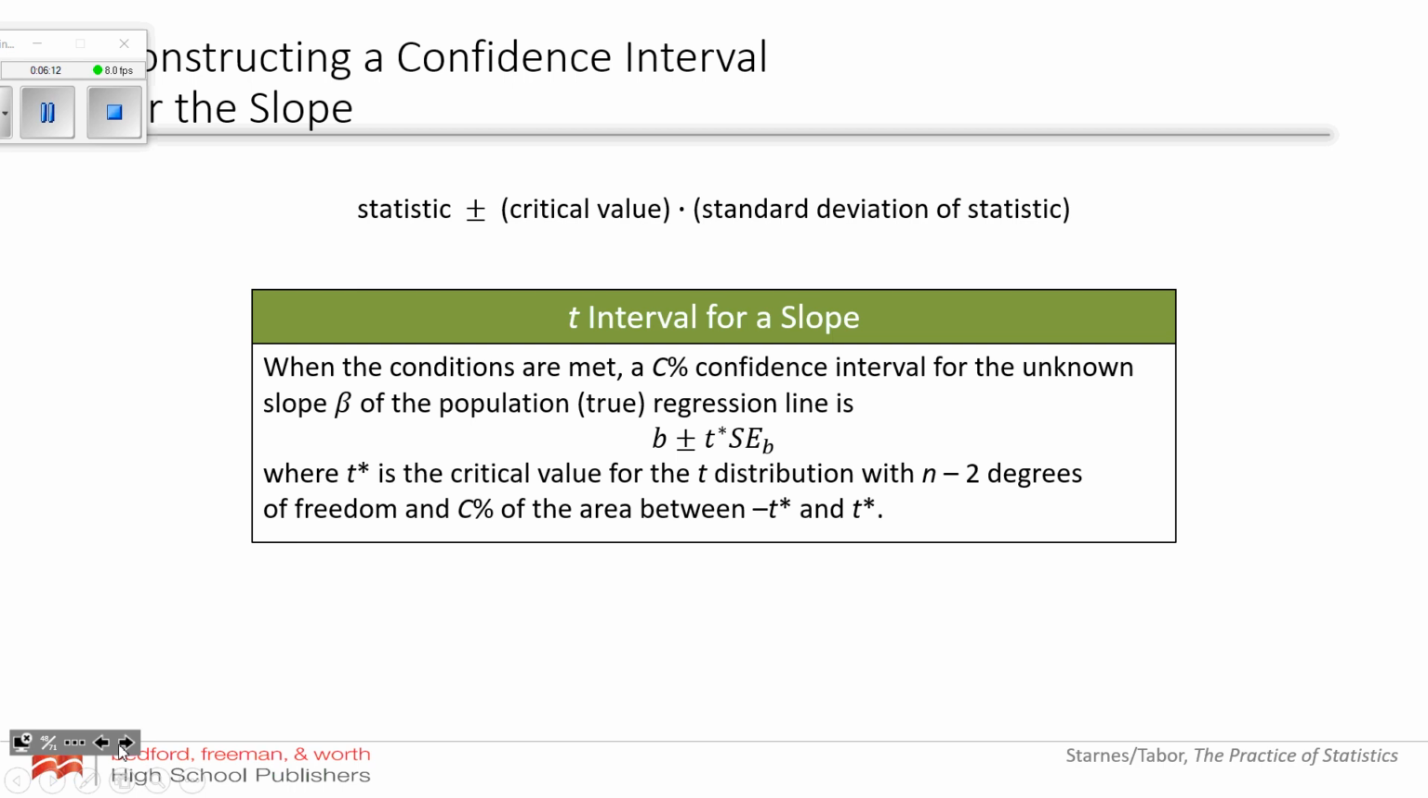Plus or minus, our critical value is going to be a t star, times the standard error of b. Remember, the standard error of b is that crazy formula. If you flip to the second page in your formula sheet, all the way at the bottom, remember this crazy formula? S of b is equal to s divided by s of x times the square root of n minus 1, right?